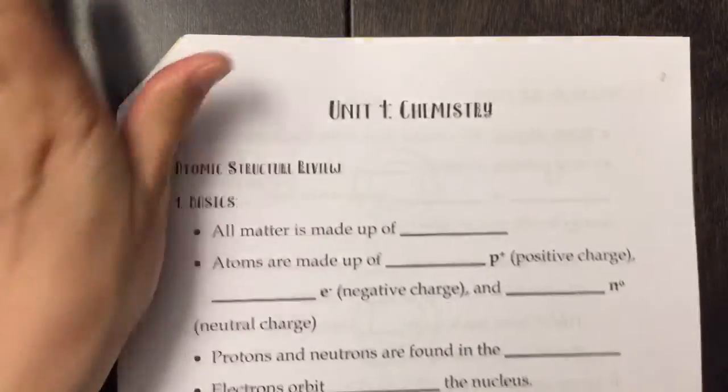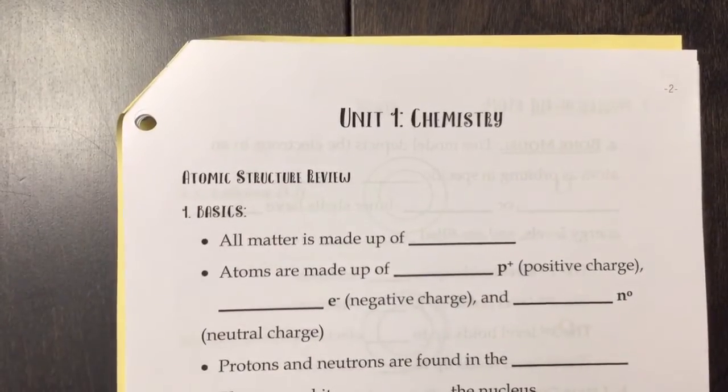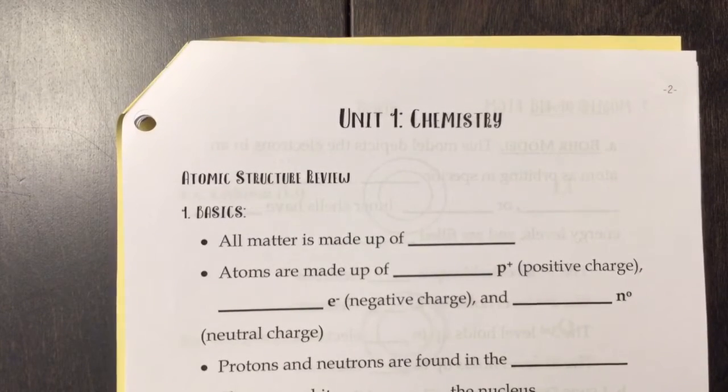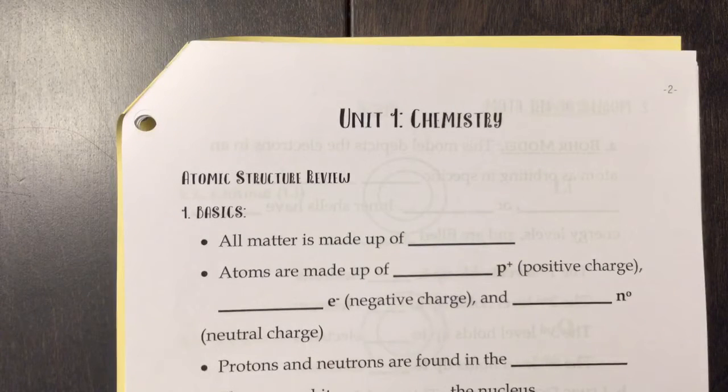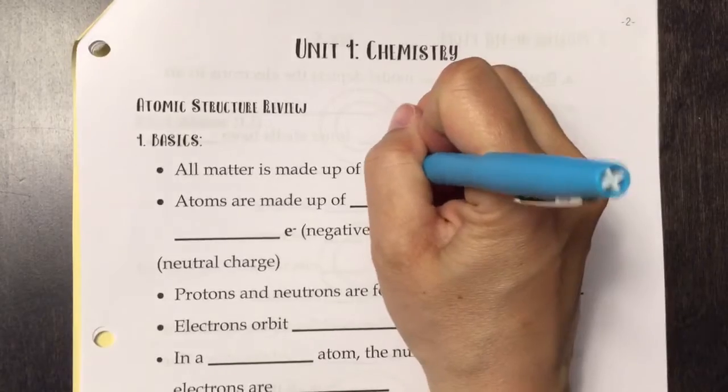Page number 1. Okay? So this first booklet is all a review of what you did in grade 9, just to get you comfortable and thinking about chemistry again and all the different parts that we should be doing. Okay? So first up, all matter is made up of what? Atoms. Right on.